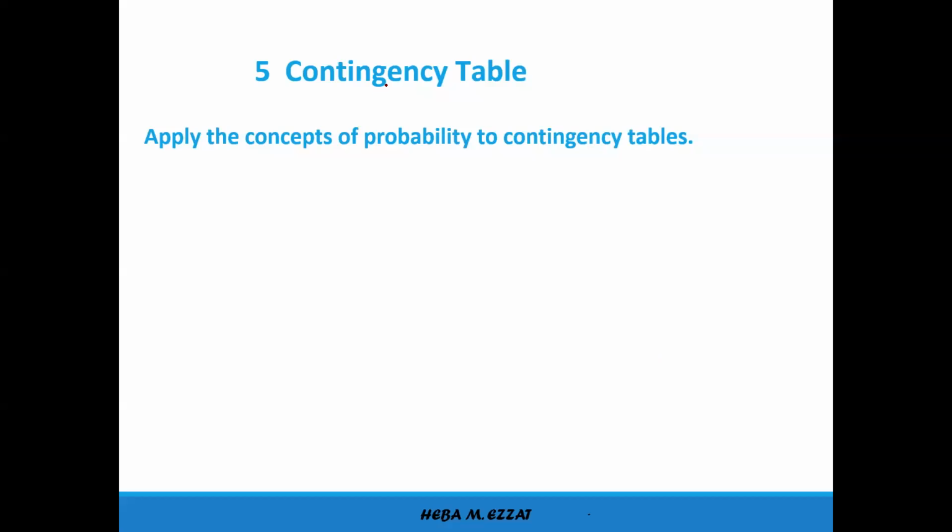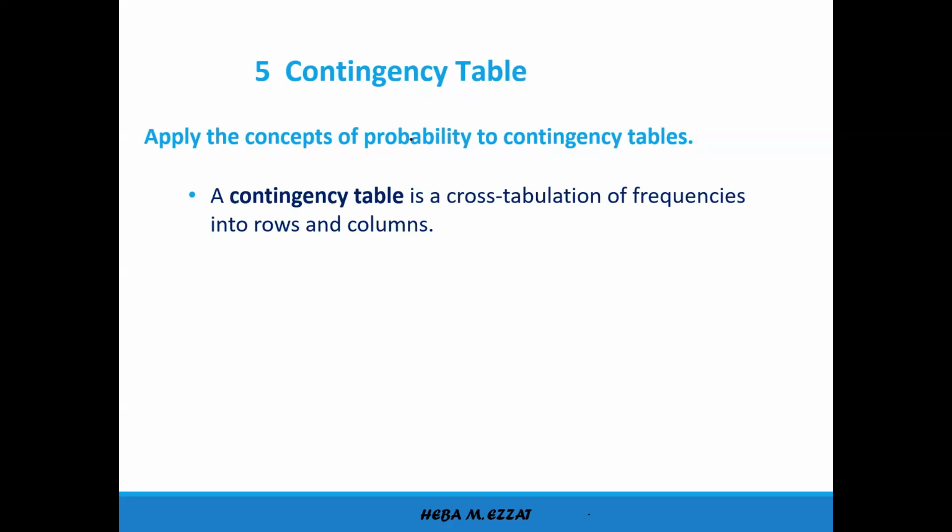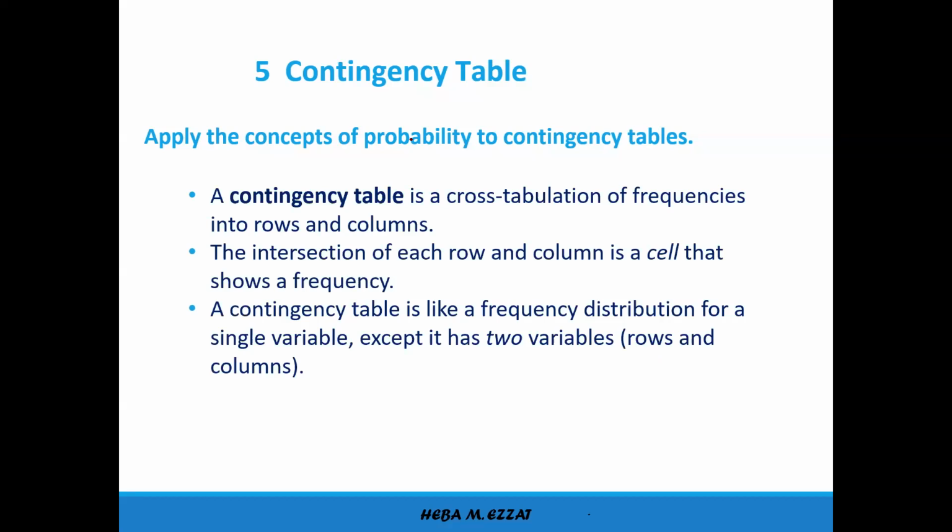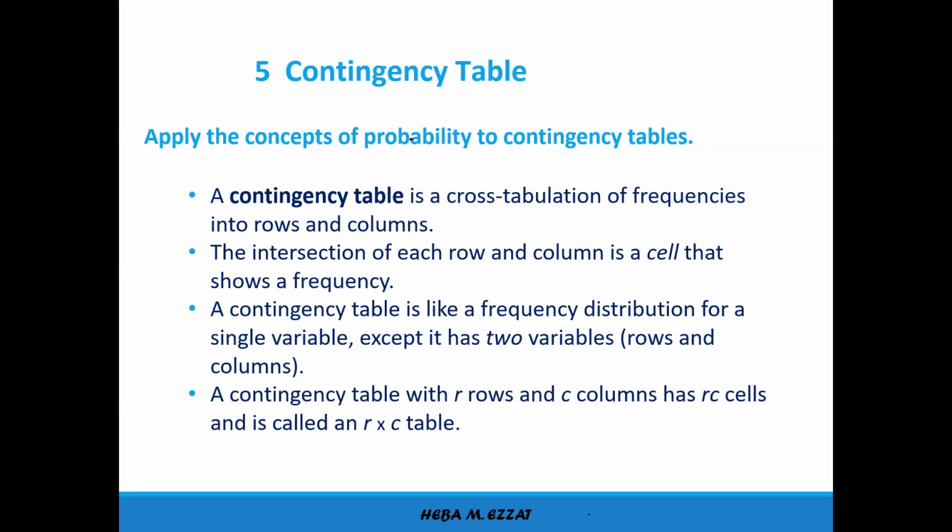Let's move now to an important concept in probabilities called the contingency table. In a contingency table, we have what is called the cross tabulation of frequency. These are inserted inside rows and columns. The intersection of each row and column is called a cell, of course, and this cell would show some frequency.